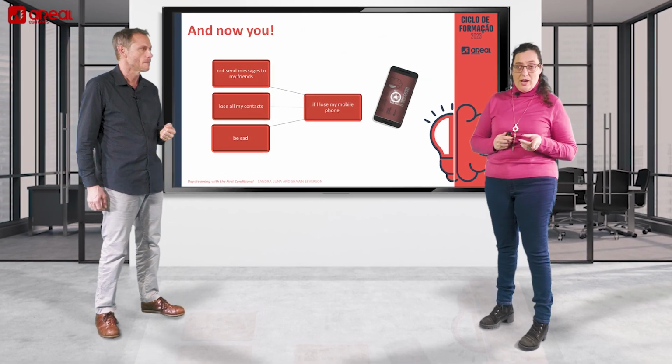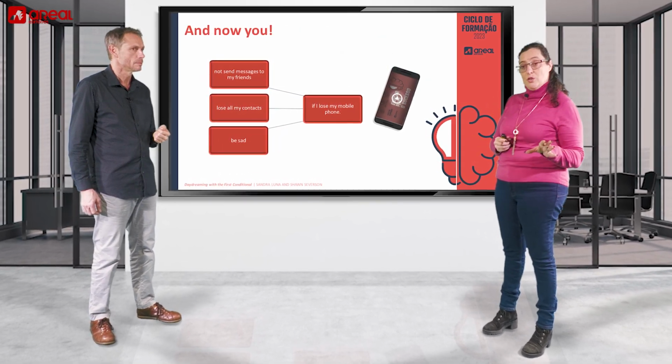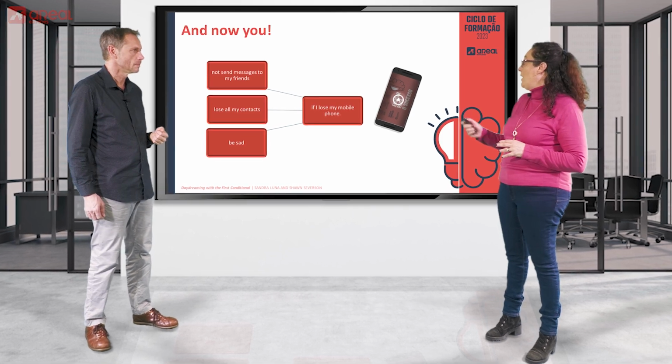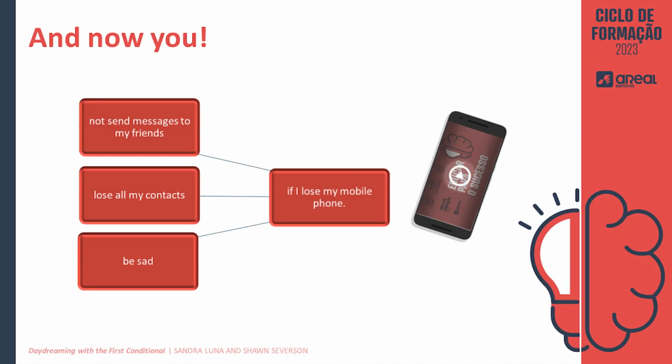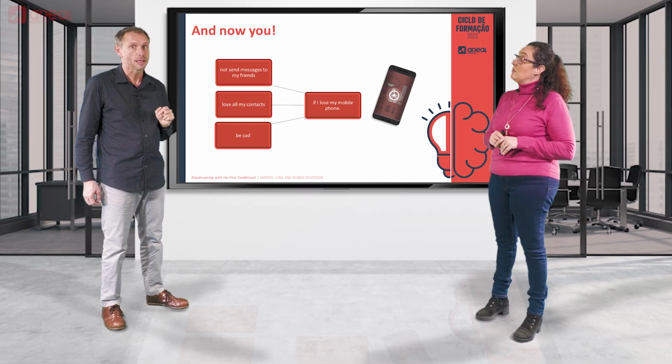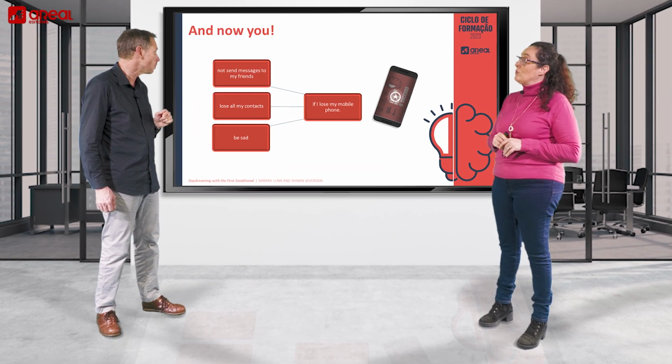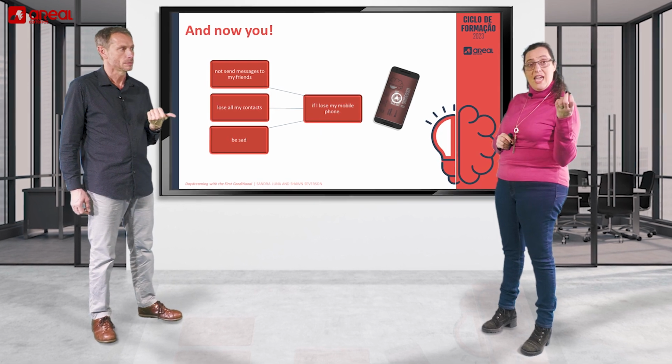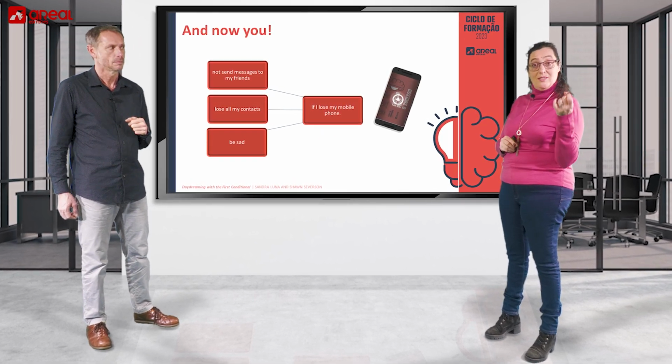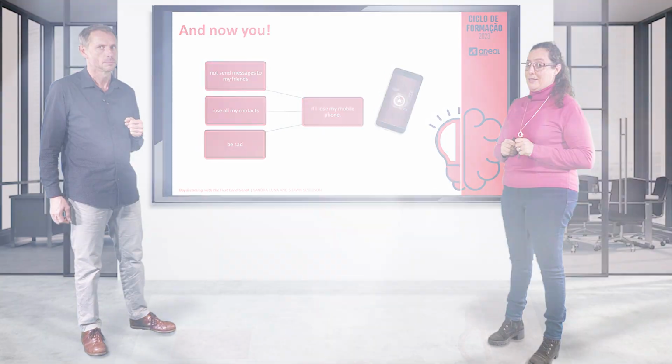Now, you try. We're going to pause the video for a little bit, and you're going to think about these sentences, okay? Can you make the conditional? The situation is if I lose my phone, my mobile phone. Remember to use can, will, and might. Ready? We'll be right back.